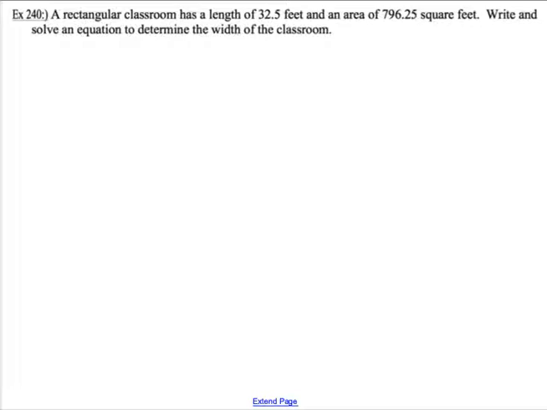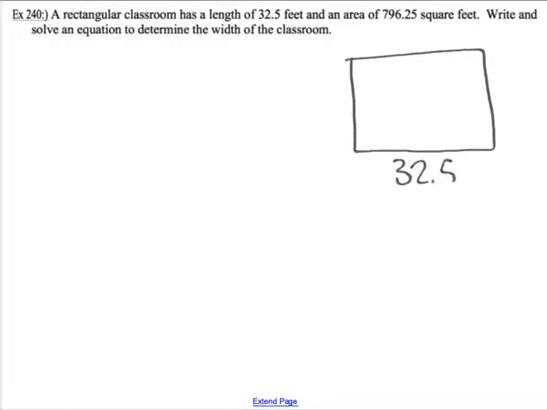Okay, a couple of situation problems here in the notes. A rectangular classroom has a length of 32.5 feet and an area of 796.25 square feet. Write and solve an equation to determine the width of the classroom. Okay, a really helpful thing here would be to draw a picture of this classroom. It says it's 32.5 feet in length. The width we don't know, so let's call that W. So the width of the classroom is our unknown. Width of the classroom will make it equal to W.